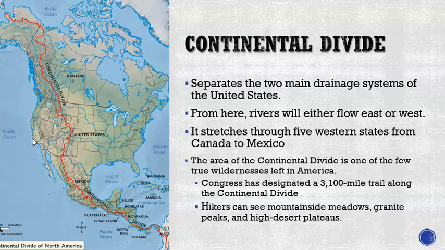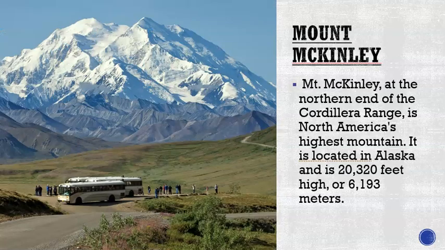The area of the Continental Divide is one of the few true wildernesses left in America, and it has been preserved. It's important to note that the highest point in North America and within the Cordillera Range is Mount McKinley in Alaska. It stands over 20,000 feet high.